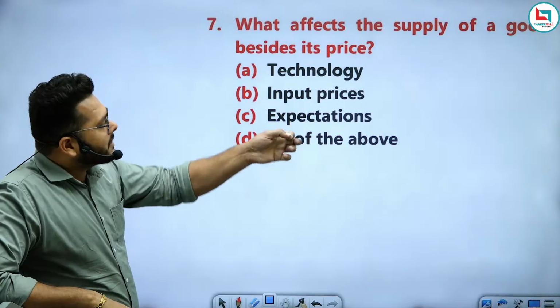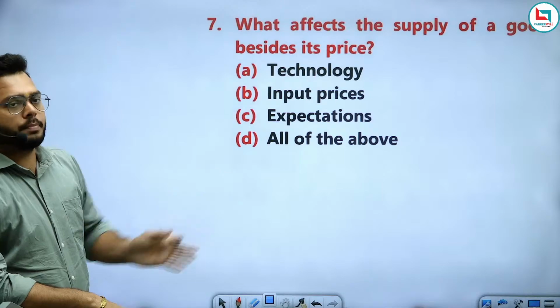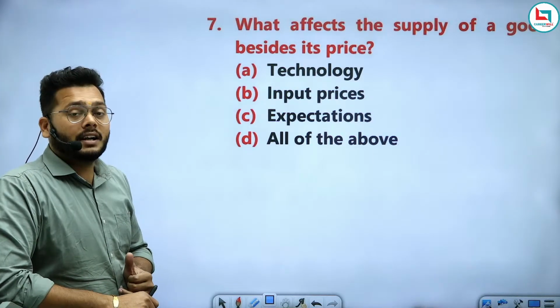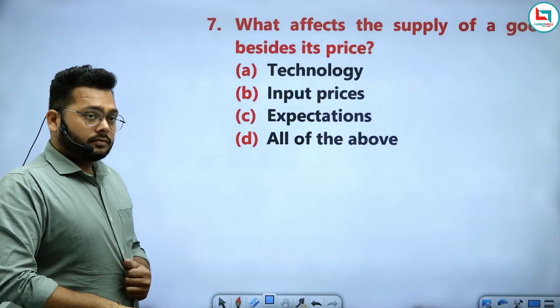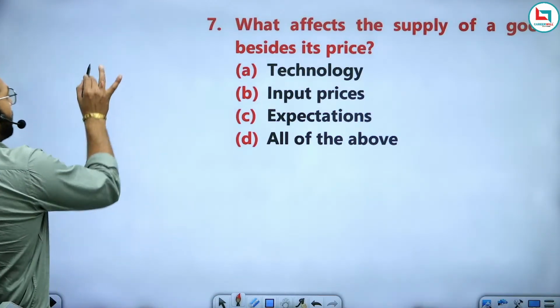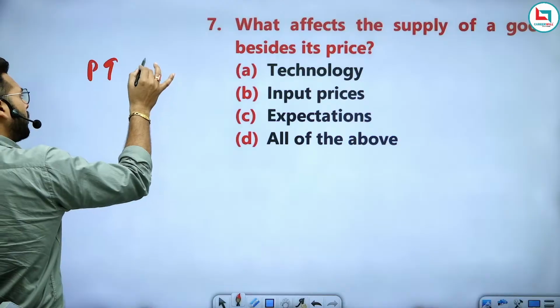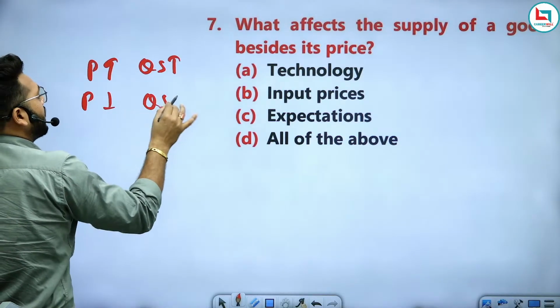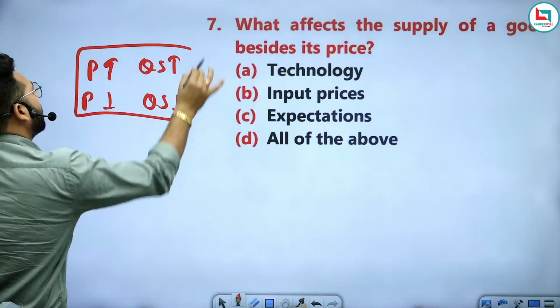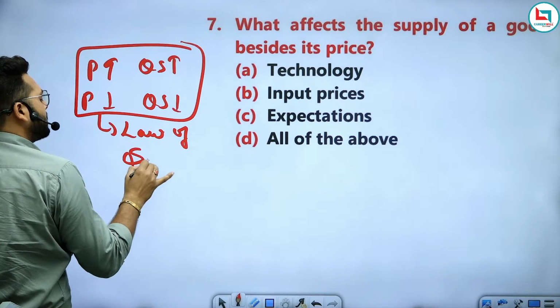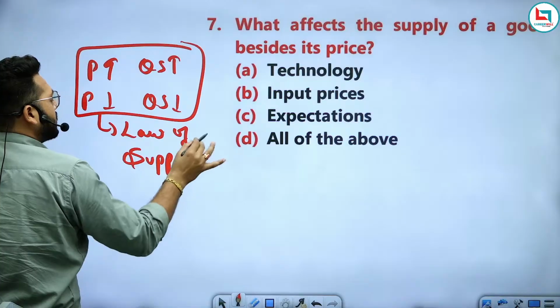What affects the supply of a good besides its price? As you all know from the law of supply, if the price increases, the quantity supplied also increases. If the price decreases, the quantity supplied also decreases. This is the basic condition of the law of supply.